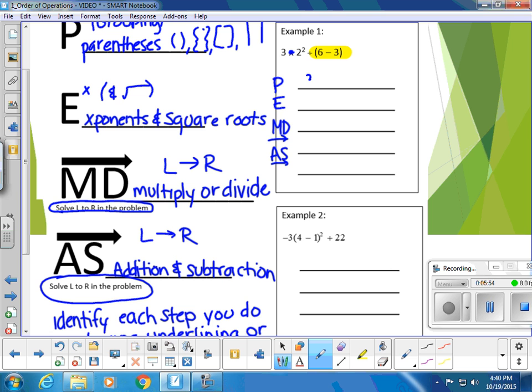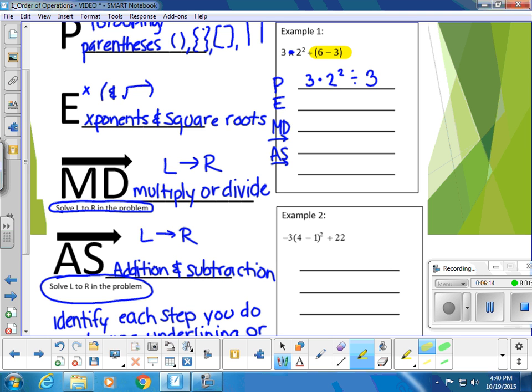So my first step, I'm going to bring down everything that I didn't highlight, and I kind of get a little happy with my highlighter. 6 minus 3 is 3. I don't have to bring the parentheses down because I don't need them anymore. I got rid of everything inside of them, or you solved everything inside of them, so I can get rid of them. So now what am I going to do next?